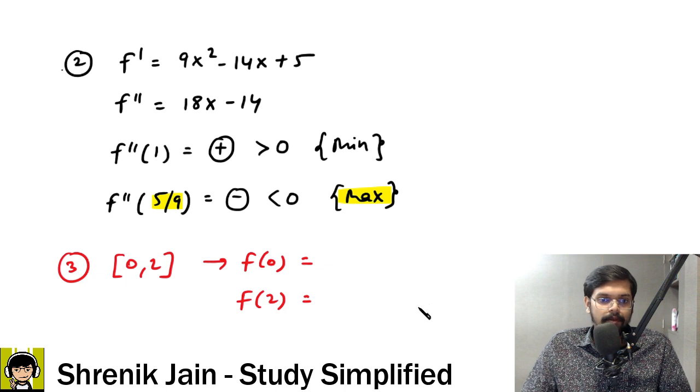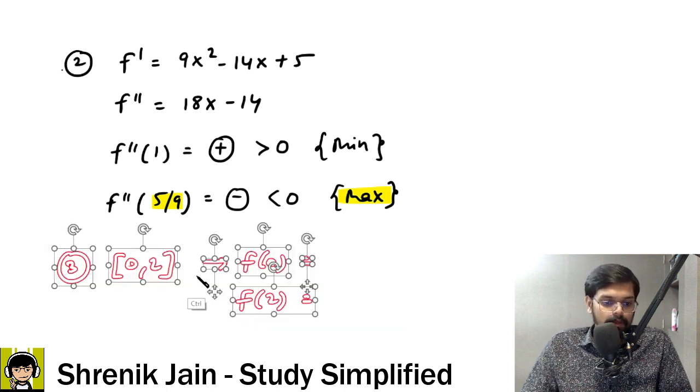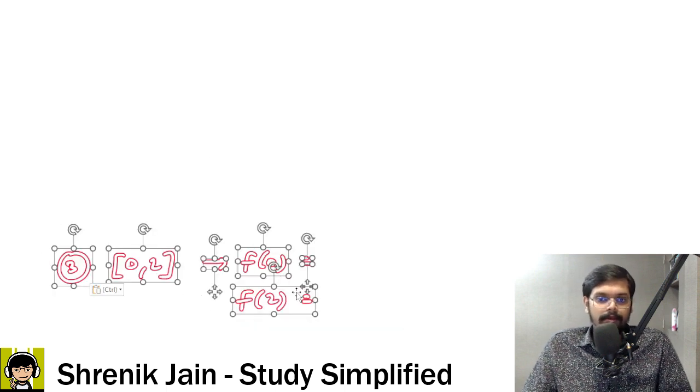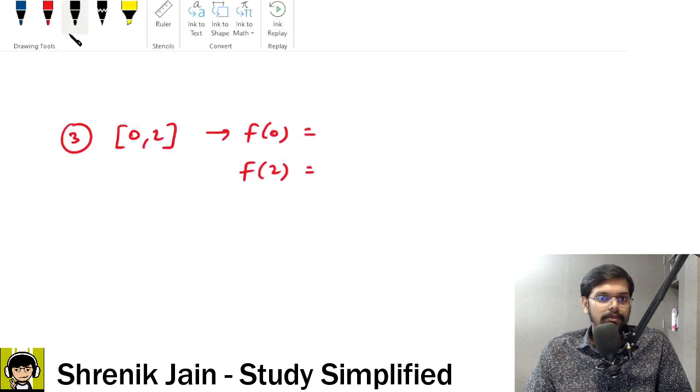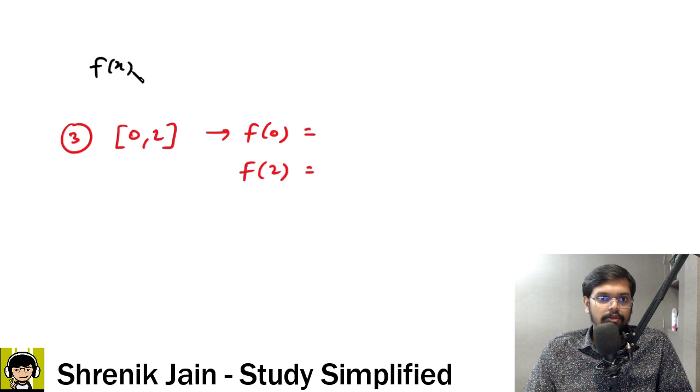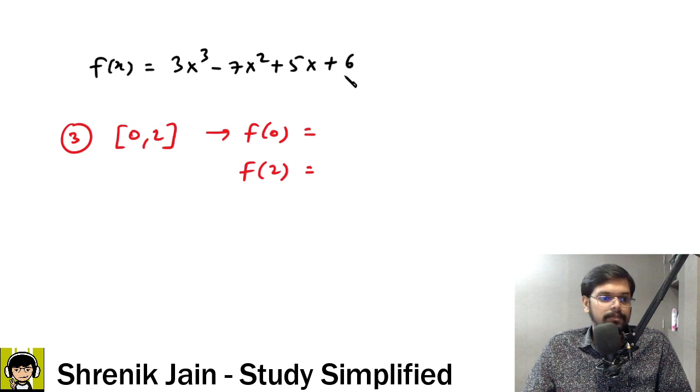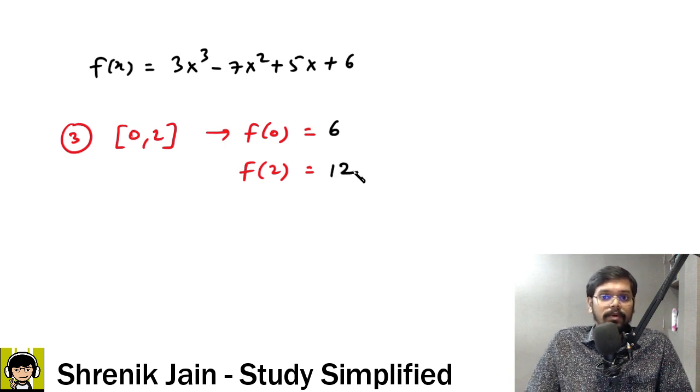Come on. Should I write this step number 3 in the next slide? Then you will say what is the answer. Okay, let me write the function also. f of x is equal to 3x cube minus 7x square plus 5x plus 6. When I substitute x is 0, it is 6. x is 2, what is the value? Sir, at x is 2, the value of the function is 12.